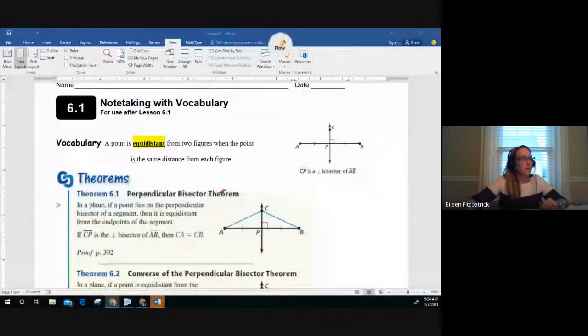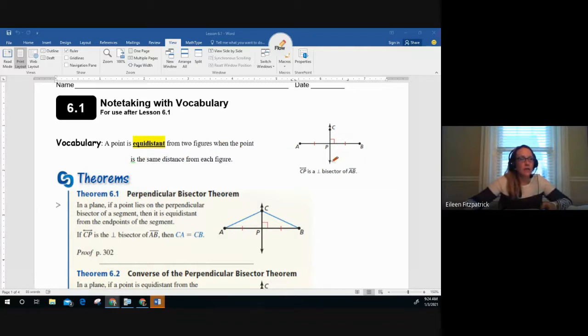All right, so the first vocabulary word, equidistant. This is actually a term we learned early in the school year. A point is equidistant from two figures when the point is the same distance from each figure.